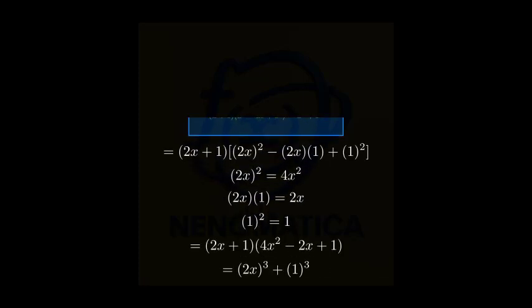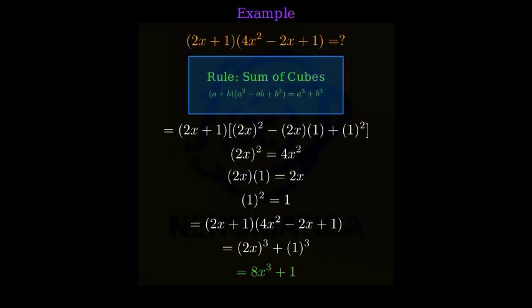Using our identity, the result is a cubed plus b cubed. A cubed is 2x cubed, which equals 8x cubed. And b cubed is 1 cubed, which equals 1. Therefore, the product equals 8x cubed plus 1.